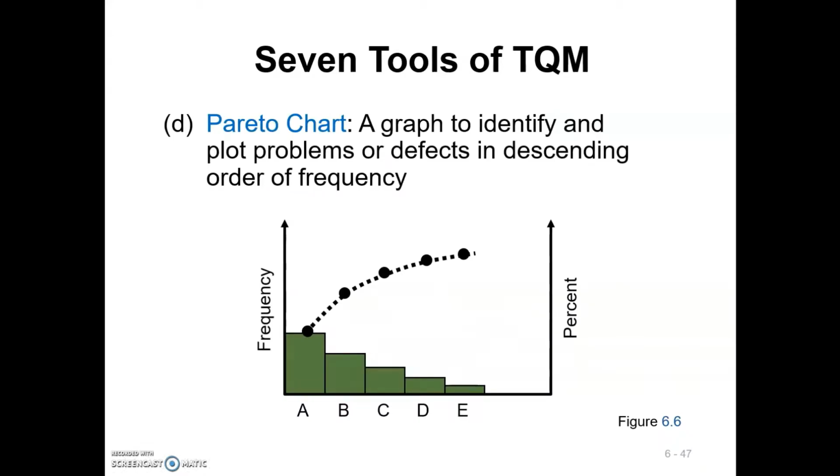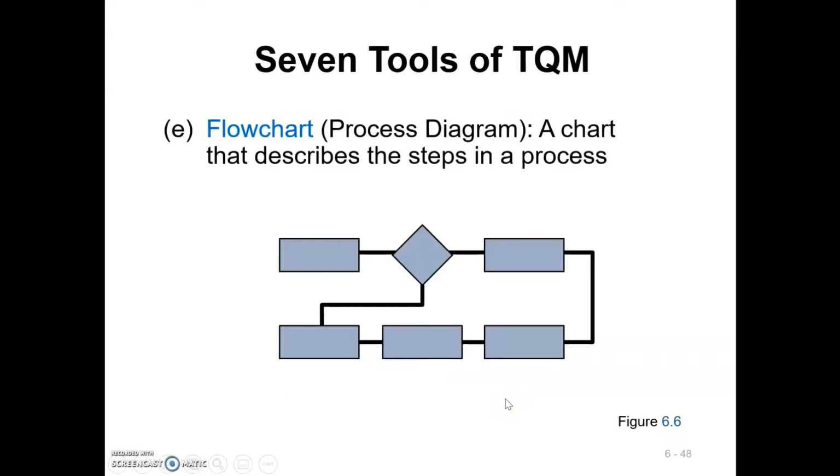This is the Pareto chart. Pareto chart is a form of organizing data type of tool. A Pareto chart is a graph to identify and plot problems or defects in descending order of frequency. Okay, descending means lower. Next is a flowchart or process diagram, also for organizing data. This is a chart that describes the steps in a process.